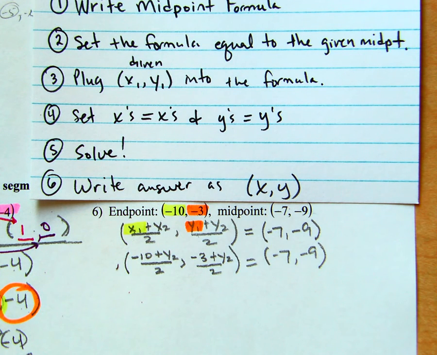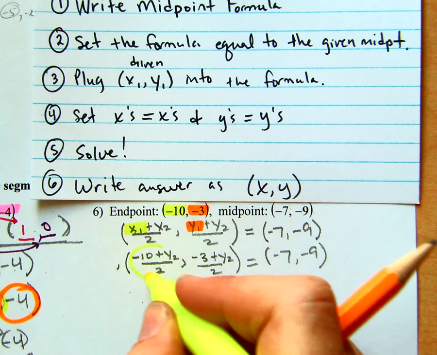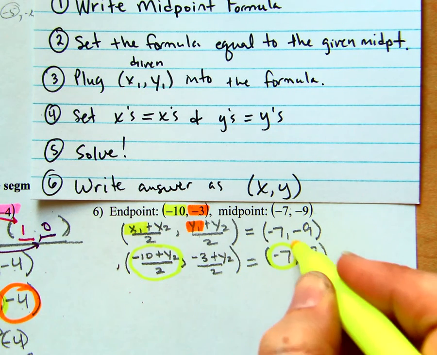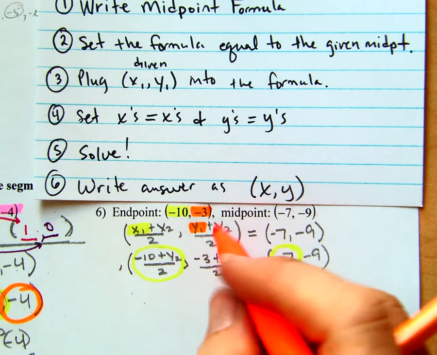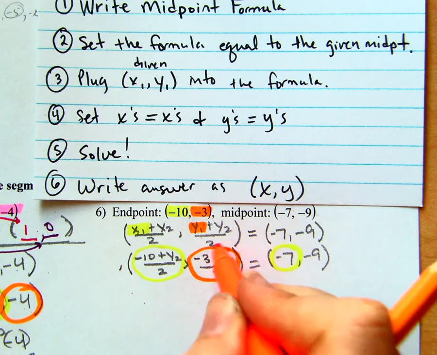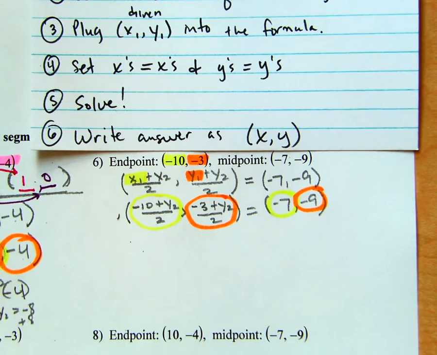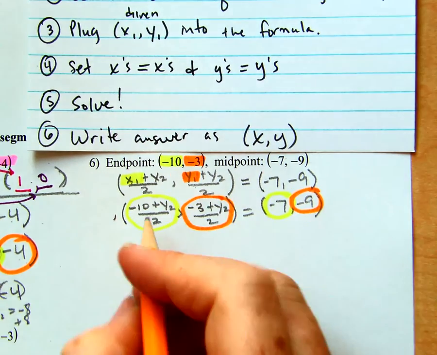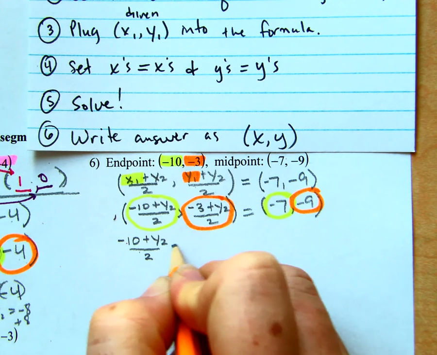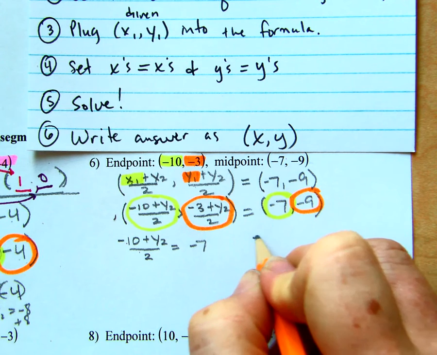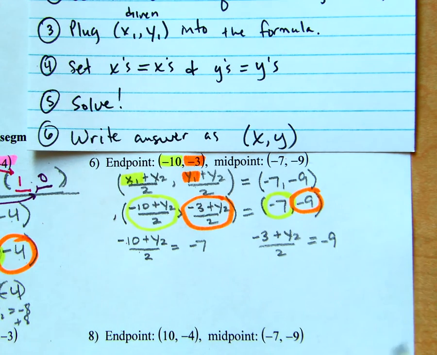And now I'm going to go x's to x's again. So after I plug in, then I set x's to x's. So I'm going to go this guy with this guy, right? First term with first term. And then second term with second term. So I'm going to take negative 10 plus x2 over 2, set it equal to negative 7, and I'm going to take negative 3 plus y2 over 2, set it equal to negative 9.